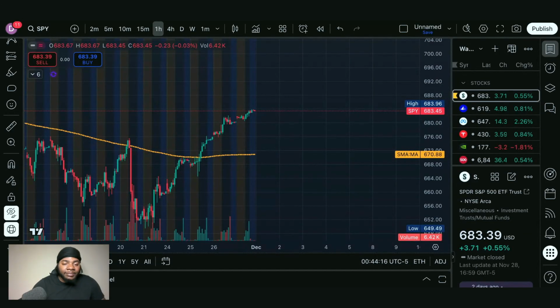So I don't take this setup every day, just whenever it feels clean. Another thing that's been helping me: when the price is chopping around the 200 moving average, I sit out.